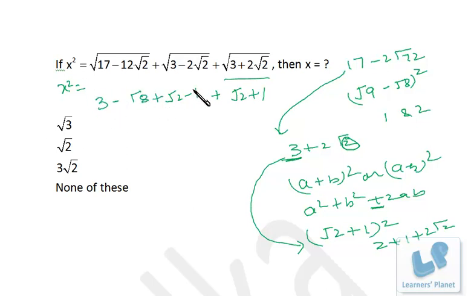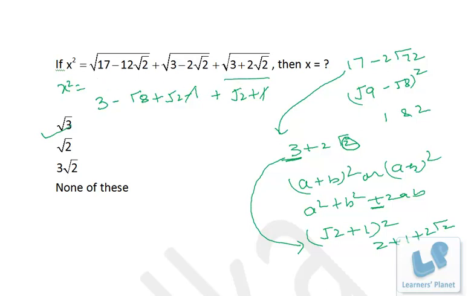So root 9 is actually 3 minus root 8. Okay, now this is x square. If you see, 1 and 1 are cancelled. Now root 8 can be written as 2 root 2. This is positive 2 root 2 and this is negative 2 root 2, so they will be cancelled. So x square is just 3. That means x is equal to root 3. How simple it is if you know this funda. If you don't know this funda, then you cannot solve this problem.